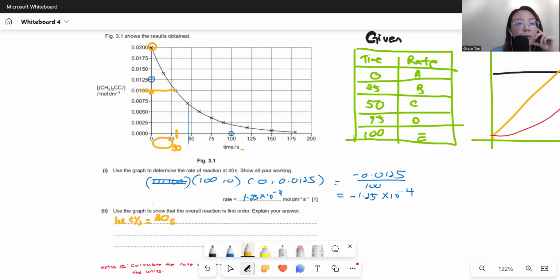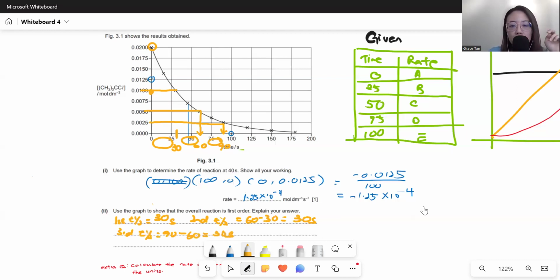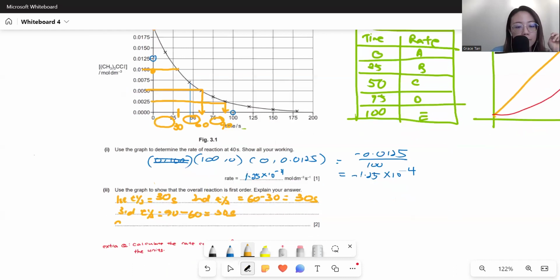Now, second half-life, 0.01, drop down here. Let's say I speculate this is 60. So the second half-life is 60 minus 30, which is also 30 seconds. Then I do a third one, which I normally try, provided there's enough space in the graph. Let's say here, approximately 90. So the third half-life is 90 minus 60, which is 30 seconds. So we can see that the successive half-life is constant at 30 seconds. Successive half-life is the keyword here.